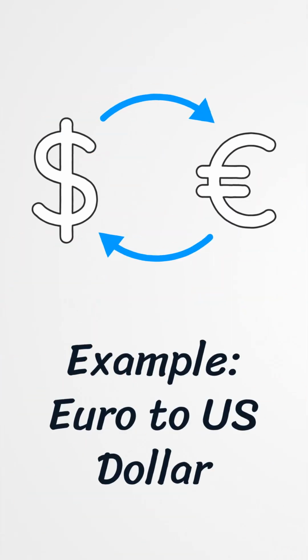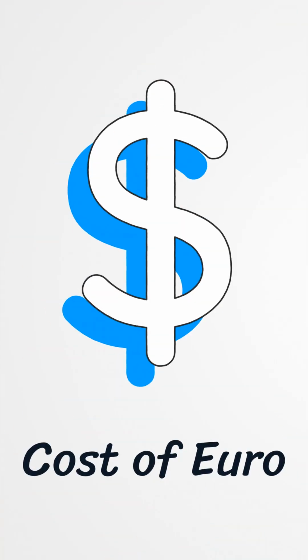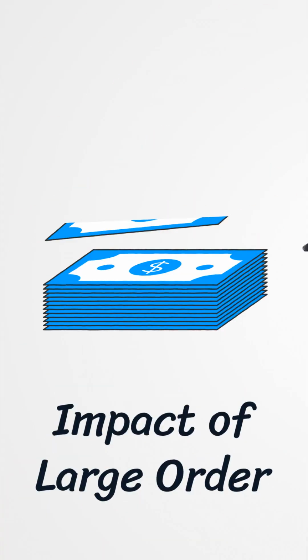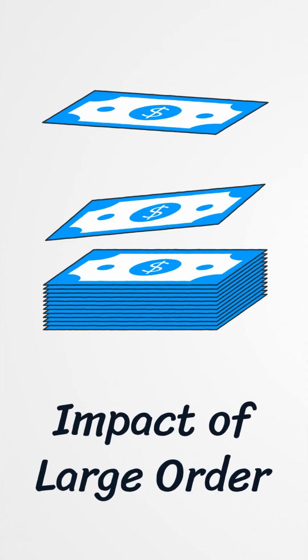For example, suppose the exchange rate of the euro against the US dollar is at 1.3375. This means it costs 1.3375 US dollars to buy 1 euro. Let's say a bank puts an order into the market to buy 500 million euros right away at the best market price it can get. That's a big order, and it significantly increases the supply of US dollars and the demand for euros in the market.